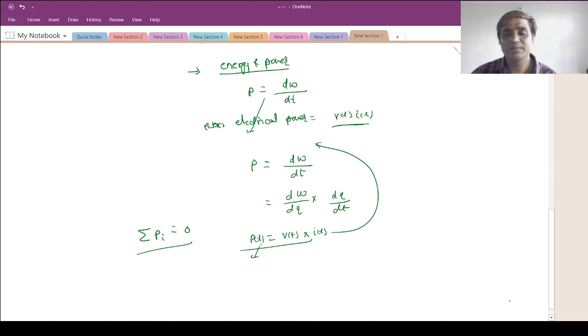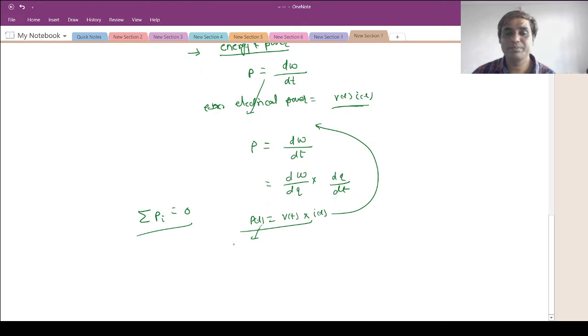Okay, but for domestic purposes we are paying for energy, not for power, so we have to define what is energy. If I integrate the power from t1 to t2 period, then that is nothing but my energy. Okay, and this will be computed in terms of joules.